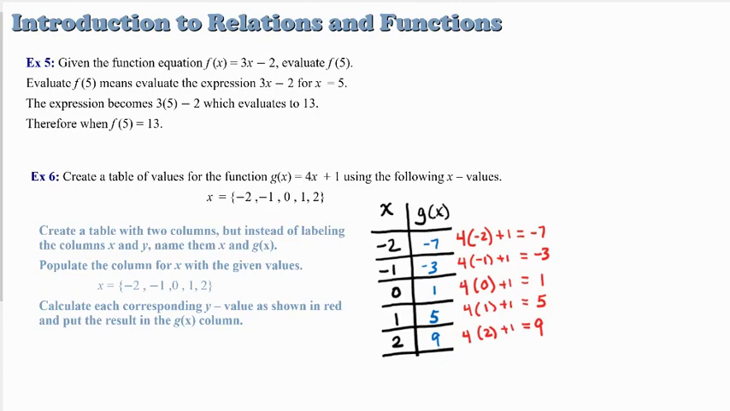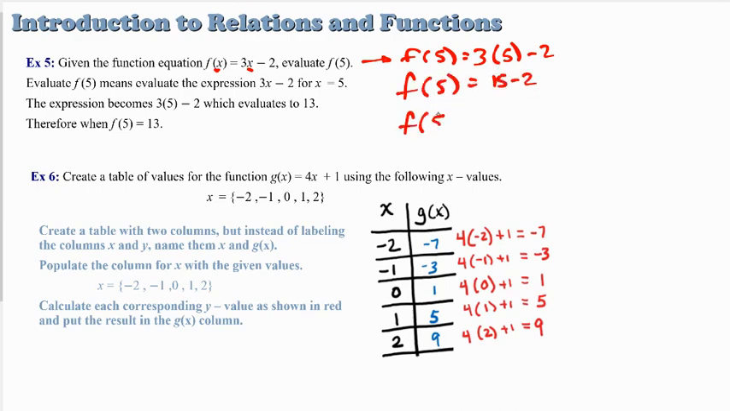Example 5 says, given the function f of x equals 3x minus 2, evaluate f of 5. So we'll say that f of 5 is equal to 3 times 5 minus 2. Because we replaced x with 5 in the name, we have to replace x with 5 in the equation. Now we can simplify. F of 5 is equal to 15 minus 2. F of 5 is equal to 13. This is the x value. This is the y value. So we can say this is the ordered pair 5, 13.